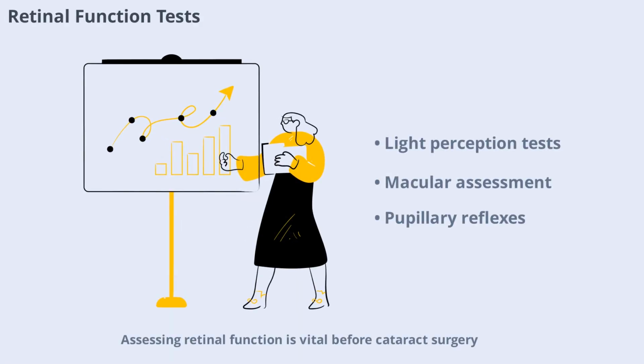Assessing retinal function is vital before cataract surgery, especially when dense opacities block direct examination. Tests include perception of light and projection of rays, which confirm peripheral retinal health. The two-hole card test checks macular integrity, while the Maddox rod test reveals central defects. Chromatic discrimination ensures cone function, and brisk pupillary reflexes indicate healthy optic pathways. These evaluations predict post-operative visual outcomes.